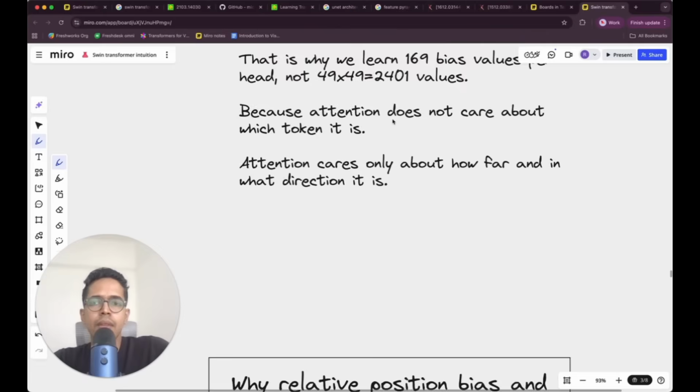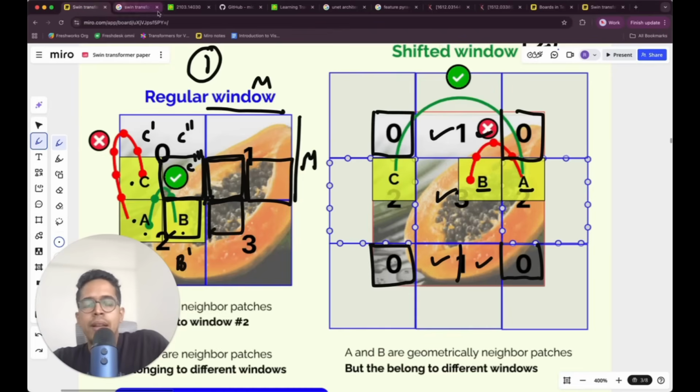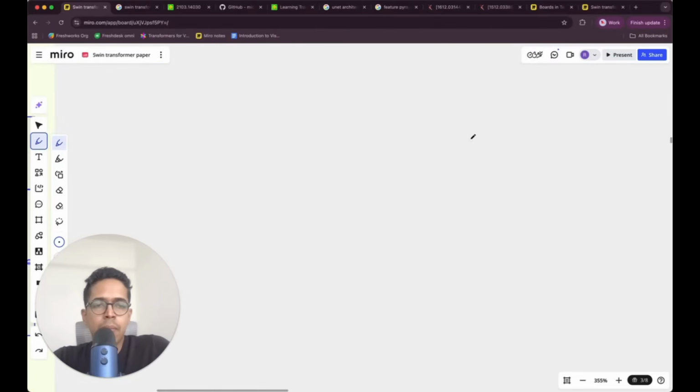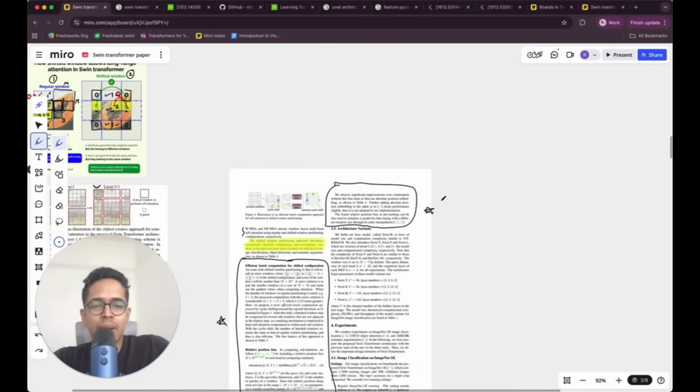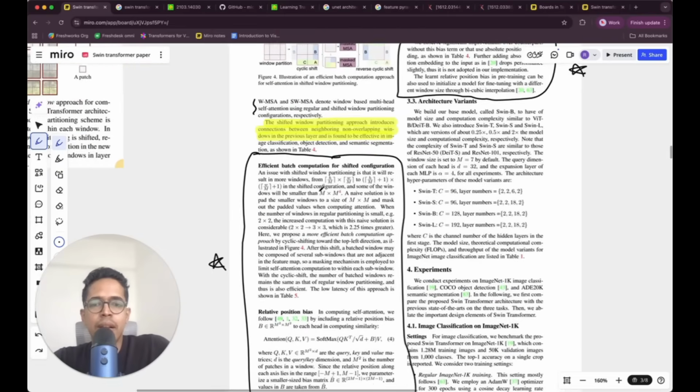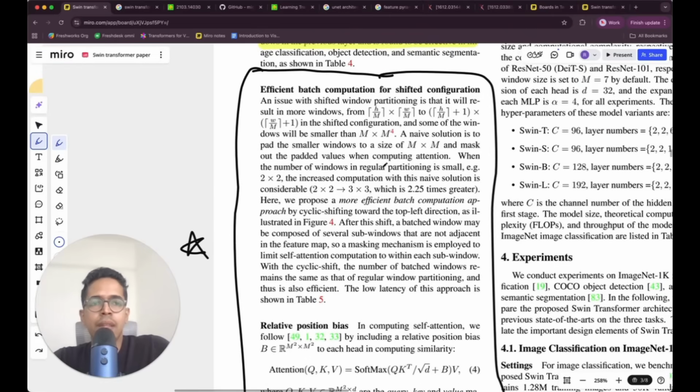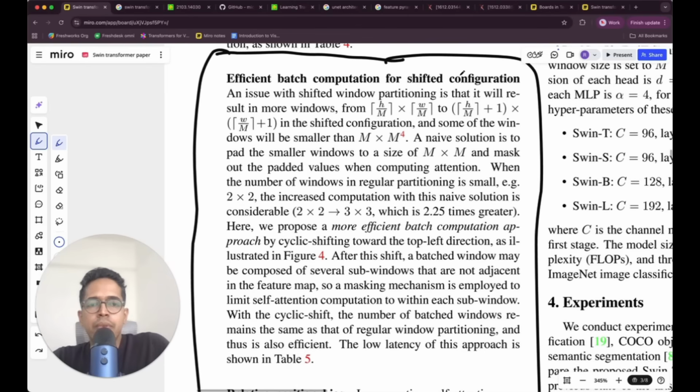Okay. Now let's come back to the paper and read the sections that we have marked as kind of difficult to understand, this black color region, and let's now read it with our current understanding. Efficient batch computation for shifted configuration.